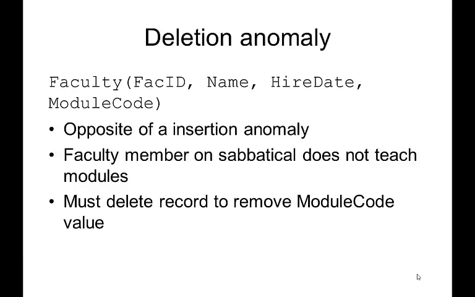The final one is called a deletion anomaly, which is the opposite of an insertion anomaly. So we've got the same table: faculty, name, hire date, module code. A faculty member on sabbatical does not teach modules, so we must delete the record. To delete the module code from the person's record means we have to delete the whole record and we lose our faculty member. So these are the kinds of things that normalization is trying to avoid, as well as duplication.